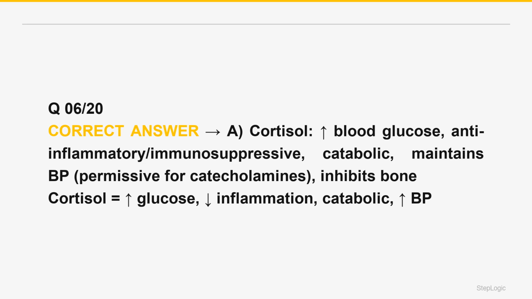It also inhibits bone formation, with chronic excess causing osteoporosis, and inhibits fibroblasts, impairing wound healing and causing thin skin. These effects explain Cushing syndrome, excess, and Addison disease, deficiency. The hyperglycemic, anti-inflammatory, catabolic, blood pressure maintaining profile is the correct set of cortisol actions.